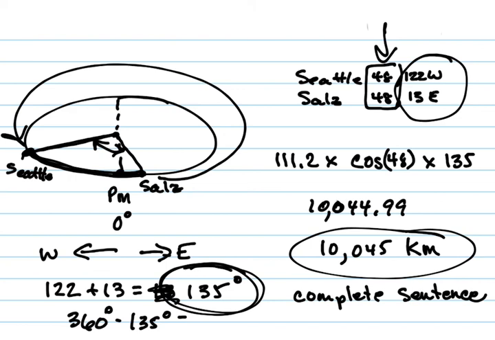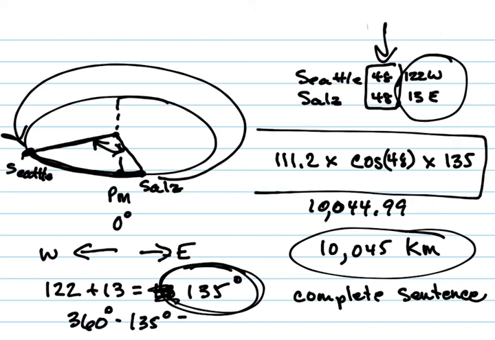Now, what if these two cities had been on the equator? Which part of this formula would I not need if they'd been on the equator? I wouldn't need the cosine part. And why is the equator different? Because it is a what? A great circle. Okay? All right.